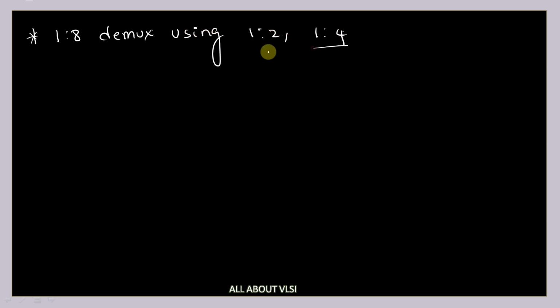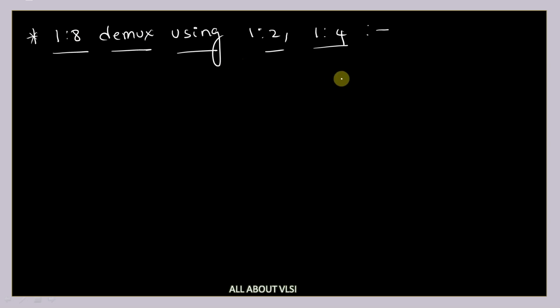So let's say if we want to develop a 1:8 demux using 1:4 and 1:2. So let us see. We need to implement a 1:8 demux using 1:4 and 1:2. So let us see how to implement this 1:8 demux using 1:4 demux. For 1:8 demux, we are going to have only one input and 8 outputs. Okay, so we need to implement this. So how to implement this?